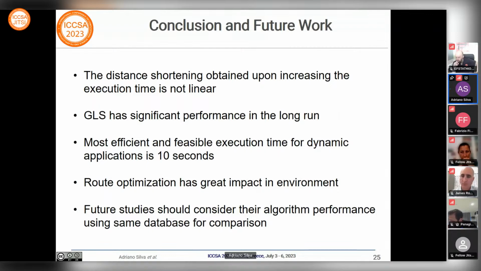Also, route optimization has a great impact on the environment, and some authors actually use the environmental impact of the route optimization as the objective function. But as you can see, it's pretty much the same. If you minimize the distance, you're also minimizing the cost and the amount of CO2 emission. So for future studies, when I develop other algorithms, I will try to compare with the Algehat database to benchmark the algorithm I'm using here with future ones.